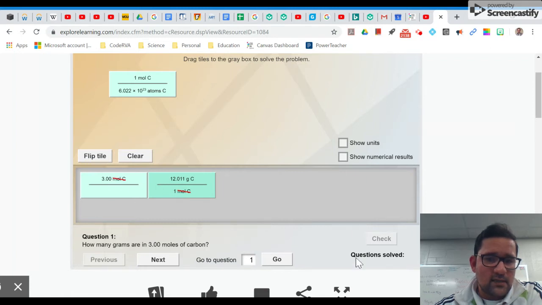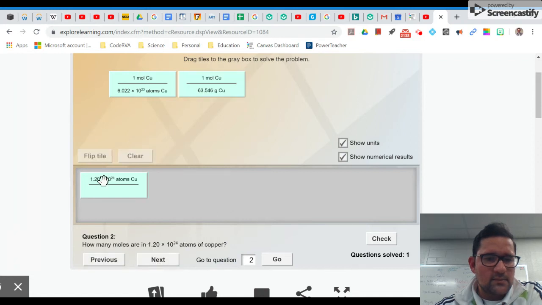So moles cancels out. And when you show units and show numerical answer, you notice that it comes out to be 36 grams of carbon. The question said how many grams, so my answer is in grams, so I've done everything correct over here. And you can do check, and it says green check right there. We did question number 1 correctly. So let's try question number 2.